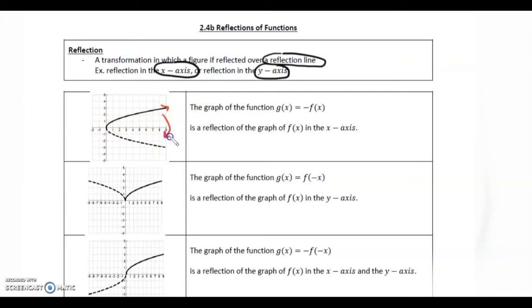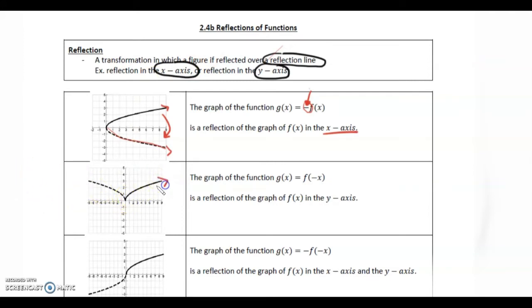As an example, if we had this root function and we wanted to reflect it over the x-axis, it would reflect to this dotted curve. In this case, the coefficient, or the number in front of f of x, is going to be negative. So if it's in this position here, we know that it's a reflection over the x-axis.